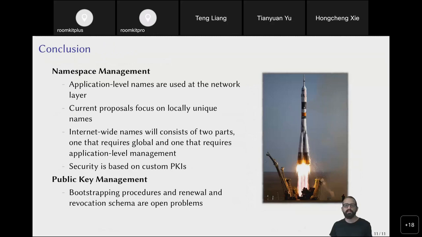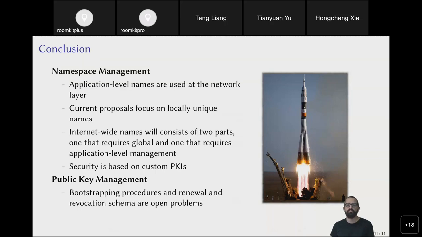We reach a point where we can say we have successfully launched the rocket of the next generation internet, but we have some issues that we need to attend to before we can reach that global scale that we need. On the namespace management front, we see that application level names are being used on the network layer. We can see that current proposals focus on the application scope and the local scope. We must acknowledge that internet names on that scale will be composed of two parts, a global and a local part, and both of them require some kind of management. And we should move away from custom PKIs that are just an overhead for consumers.